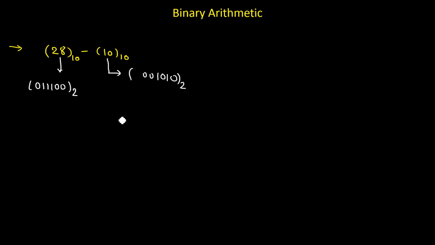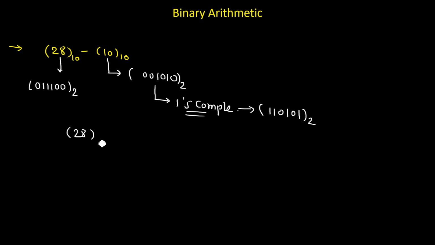The next step in the subtraction of two binary numbers is to convert the second number into its first complement. The first complement of the second number is obtained by inverting each and every bit of the second number. So we get 1 1 0 1 0 1 in binary. This is the first complement, or one's complement, of the given number. Now the next point is to add both numbers, 28 in decimal plus minus 10 in decimal format.